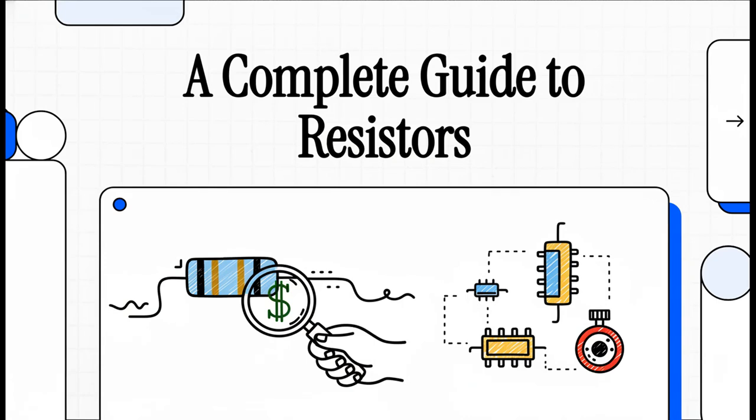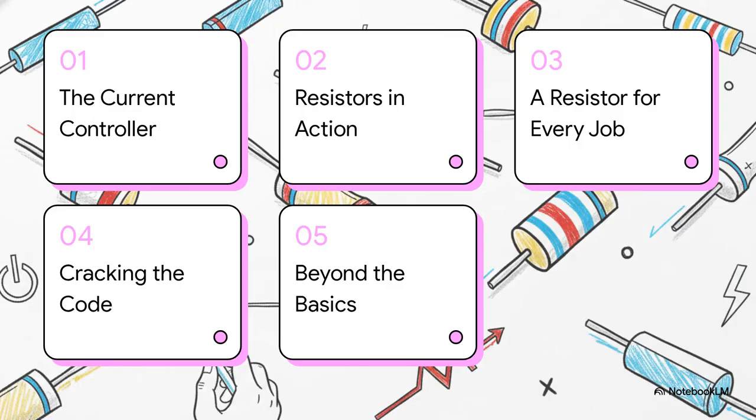When you're working on an electronics project, choosing a resistor seems like the easiest thing in the world, right? You just figure out the value you need, find the cheapest one, and you're good to go. But have you ever stopped to wonder, if it's really that simple, why on earth are there so many different kinds? Okay, so let's dive right into that question.